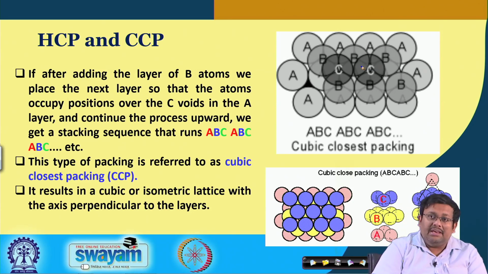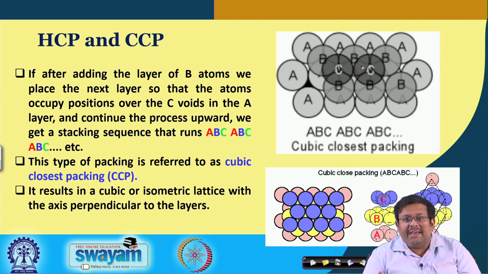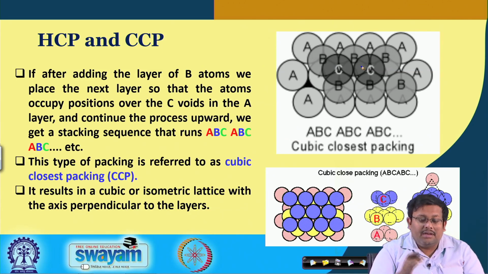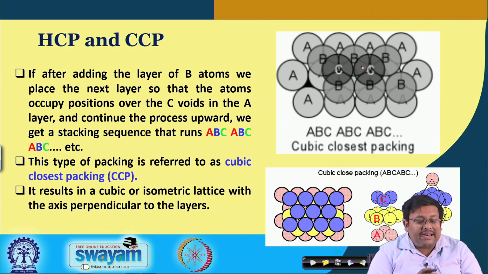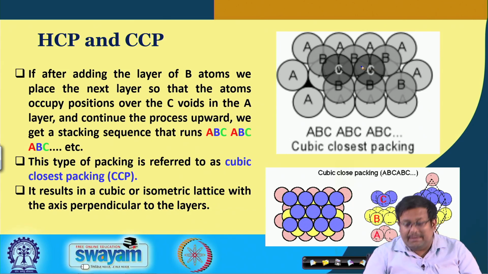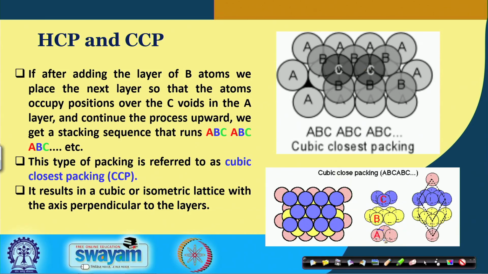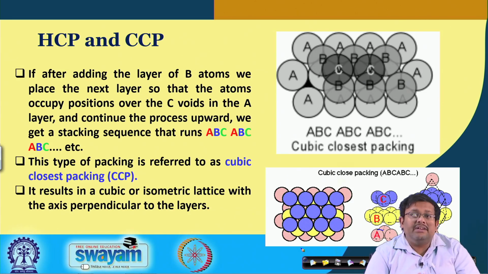So, in case of HCP, we got a stacking sequence of AB, AB or ABA, whereas in case of CCP or cubic closest packing, we get a stacking pattern of ABC, ABC. Just like here you can see, this is a layer of atoms, then B layer and then C layer, and then from the top we will see the stacked layers just like this. So, this is called the cubic closest packing or CCP. This is another way of representing the 12-fold coordination.